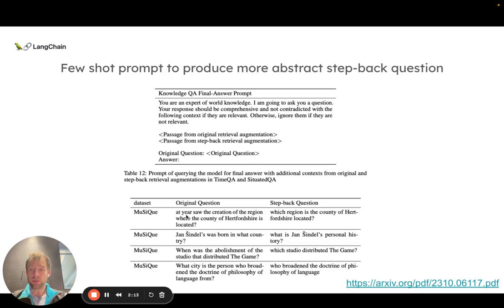So here's some example questions. At year saw the creation of the region where the country is located, which region of the country is the county of Hertford related? Jensen Ells born in what country? What is Jensen Ells' personal history? So that's going to be a more intuitive example. You ask a very specific question about the country someone's born. The more abstract question is, just give me the general history of this individual without worrying about that particular more specific question.